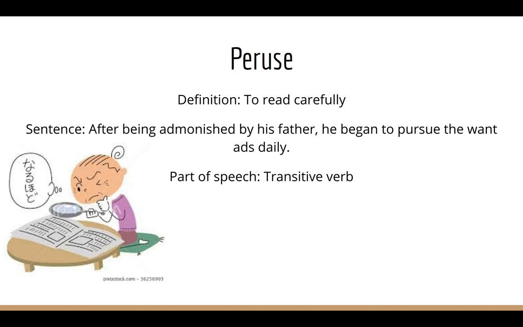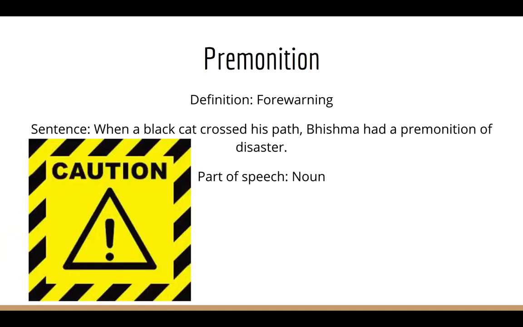The next word is Premonition. Premonition is a forewarning. A sentence for premonition is, when a black cat crossed his path, Bhishma had a premonition of disaster. Part of speech is a noun. In the picture, there's a caution, a warning sign for premonition.